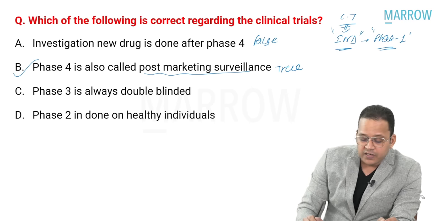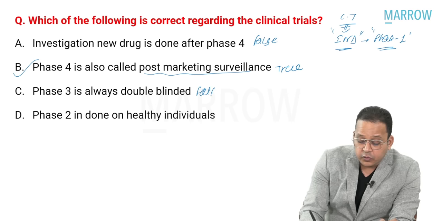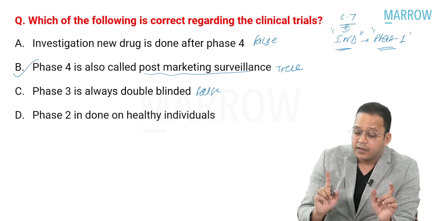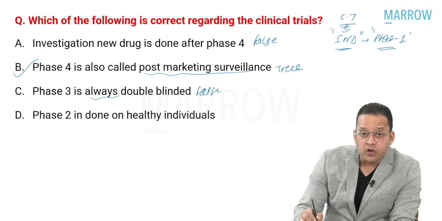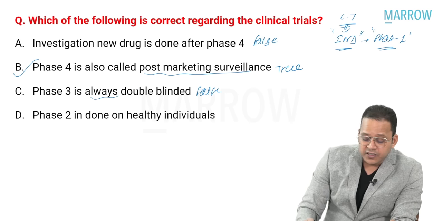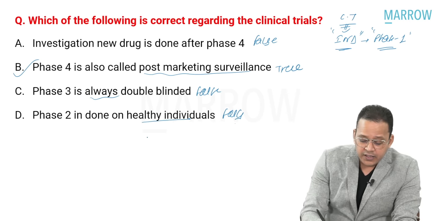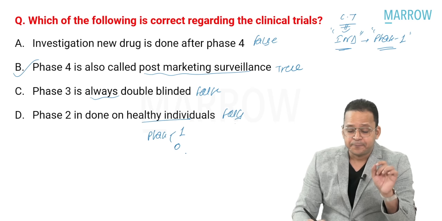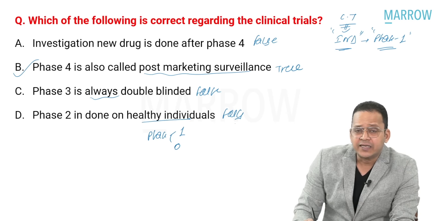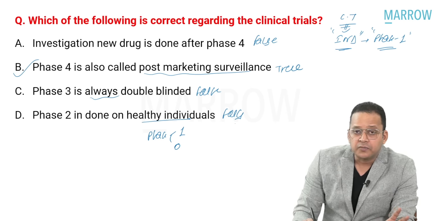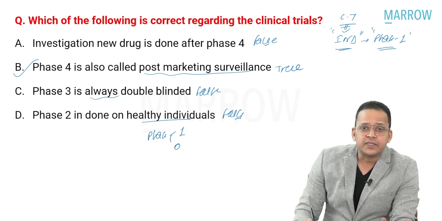Phase 3 is always double-blinded. It is false. It is usually double-blinded. Mind the English language, not always. Phase 2 is done in healthy individuals is false. What we do in healthy individuals is phase 1 and 0. Yes, phase 1 and 0 are done in healthy individuals, but not phase 2. So the answer is option B, right?